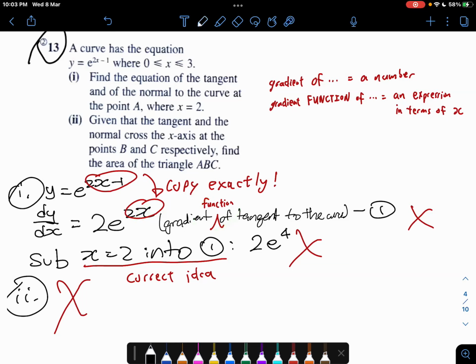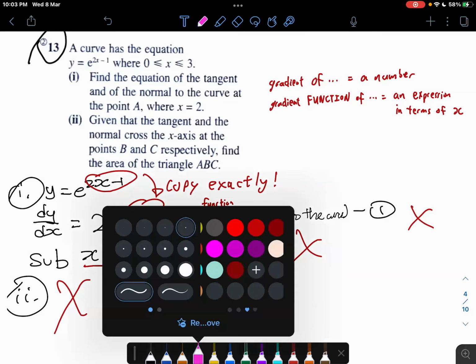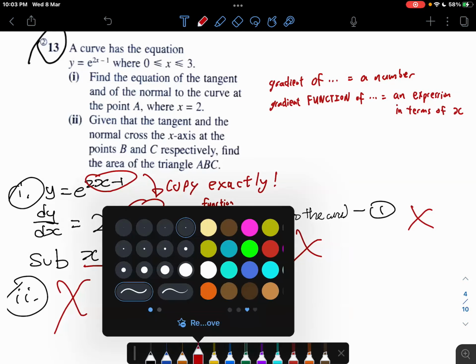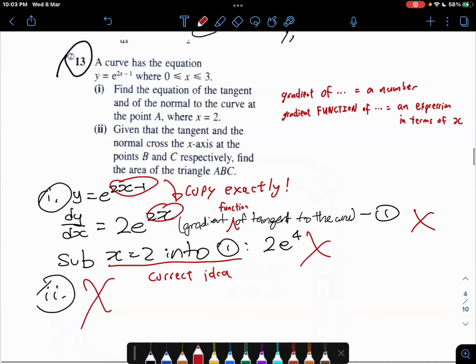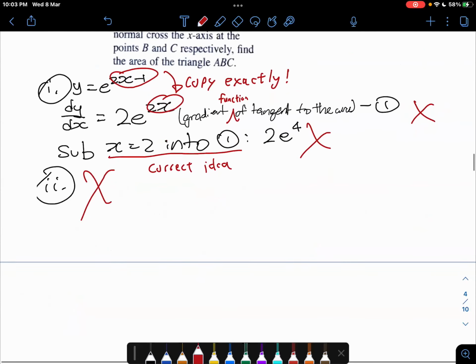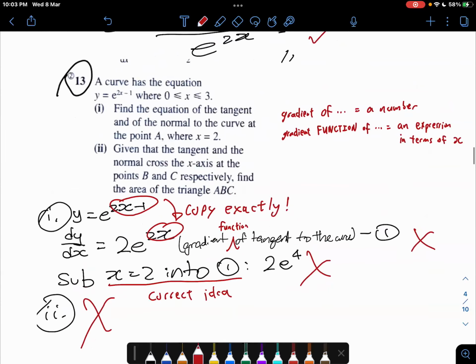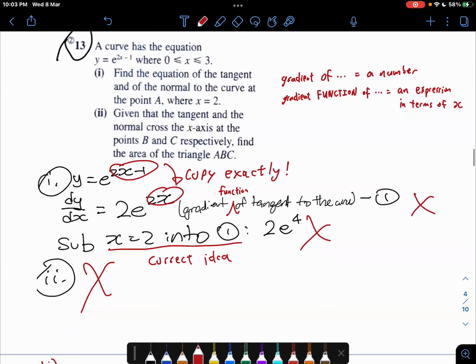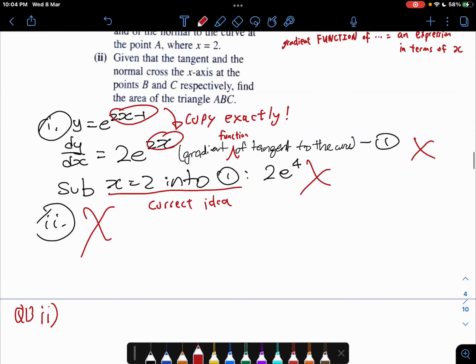Okay, so let me just do this question for you. Question 13, part 1. Part 1 is wrong. Need to start from part 1.